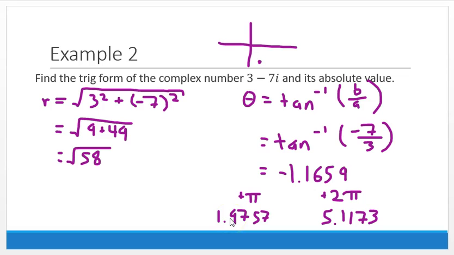This value would be what we would pair with a negative r value, but we're not dealing with the negative r's on this. That was more for the polar coordinate graphing. So I don't need this number. I'm only going to need the positive 5.1173.